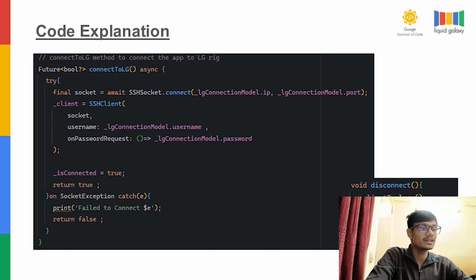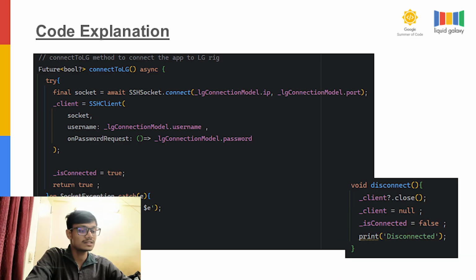Now coming to the very first important function, that is connect to LG. This function creates a secure SSH socket connection using the stored IP address and port. If the authentication is successful, the app is marked as connected and ready to send commands. The other function is the disconnect method. It cleanly closes the SSH connection and resets the connection state when the user disconnects.